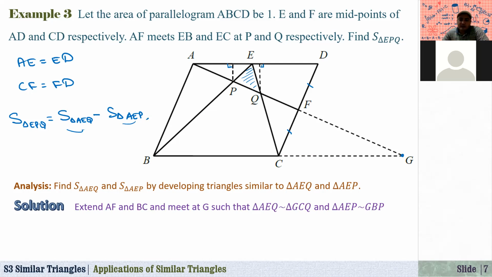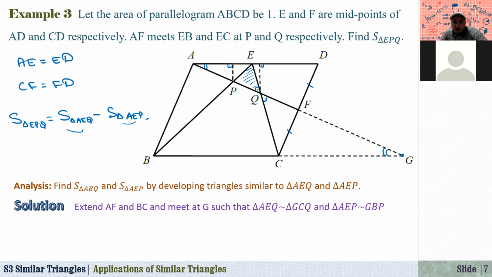So we can see that AEQ is similar to GCQ. Why? Because these angles are vertically opposite angles, they are equal. And since CG is parallel to AE, this angle is equal to this angle. That's why these two triangles are similar to each other.